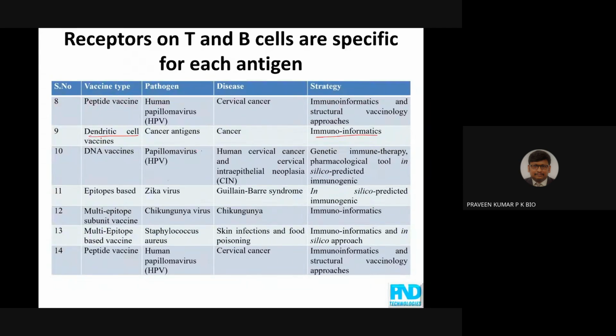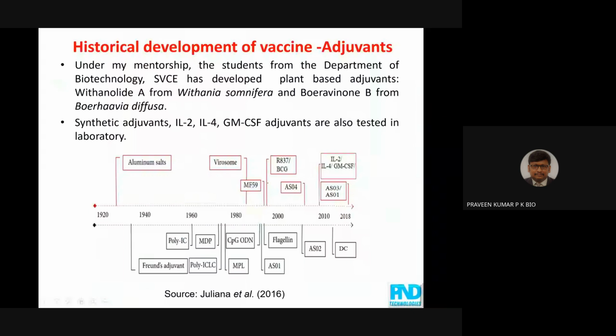And similarly, human cervical cancer is linked with viral etiology. Human papillomavirus is linked with human cervical cancer. Like this, you can find hepatitis A and B. These are linked with liver cancer because hepatic is nothing but liver. So for this, you can come up with DNA-based vaccines, where the strategy used is genetic immunotherapy, and a pharmacological tool was predicted in silico. And epitope space Zika virus, okay, the corresponding disease is Guillain-Barré syndrome, with in silico predicted immunogenicity. Like this, you can see a few examples.